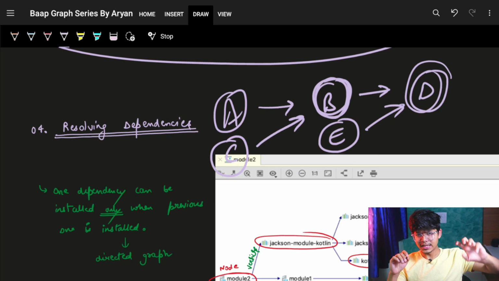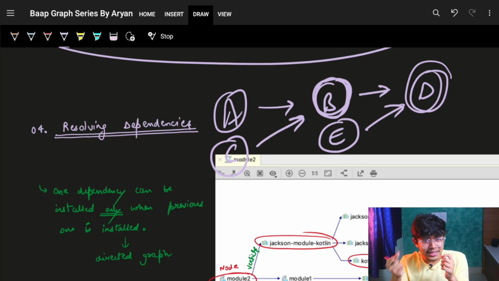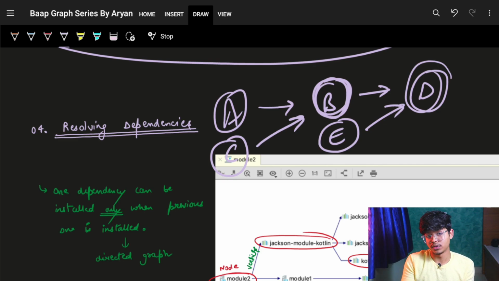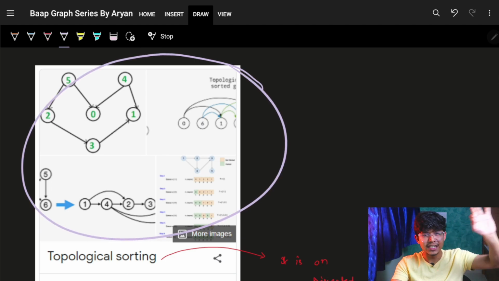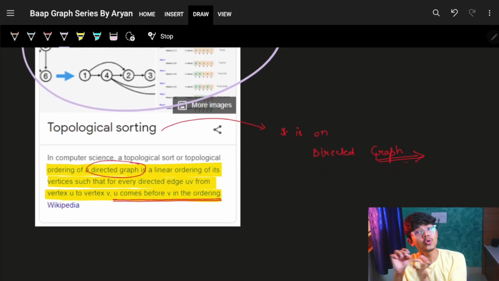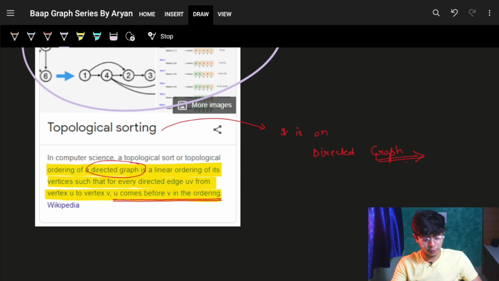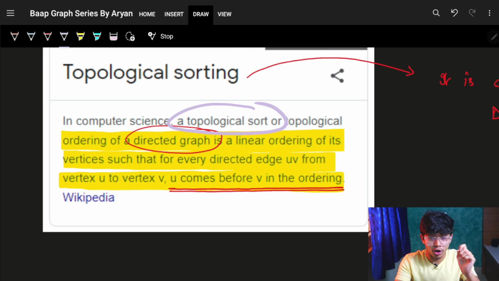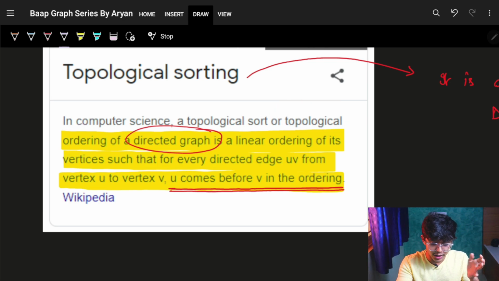Now, you know what this topological sort will actually do. It will help us resolve dependencies. By this, I can actually figure out the dependencies itself. Now, just grab the same definition from Google itself. We should know the proper definition of topological sort, but for your sake, a topological sort or a topological ordering, both are the same, because it's just ordering or sorting.